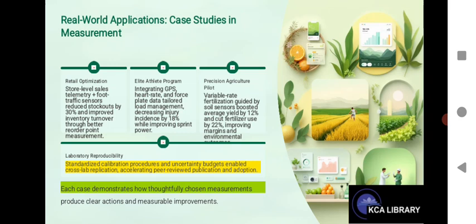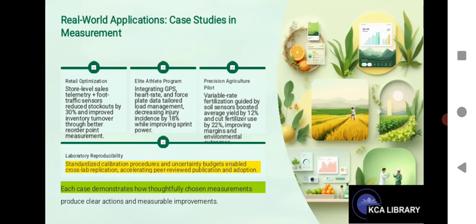Variable rate fertilization, which I've mentioned before, guided by soil sensors, boosted average yield by 12% and cut fertilizer use by 20%, improving margin and environmental sustainability. What of standardized calibration procedures and uncertainty budgets, which enable cross-lab replication? This accelerates peer review, publication, and adoption. So measurement is very important in every sphere of life.